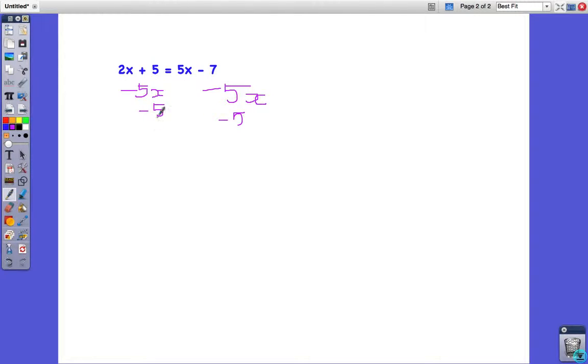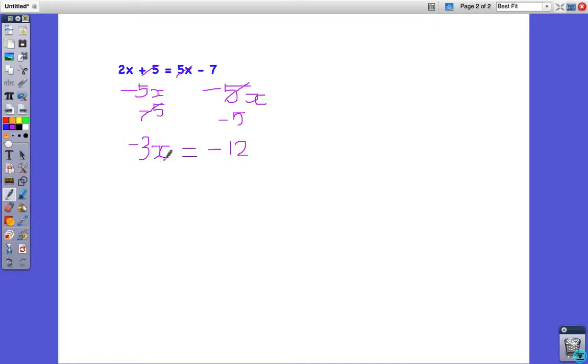Let's have a look and see what we've got over here. First of all, the 5's: plus 5 minus 5, 0. And we've got 2x minus 5x is negative 3x equals, what have I got? 5x minus 5x cancels out, that's 0. Then minus 7 minus 5 is minus 12. It's getting closer, but not exactly what we want.